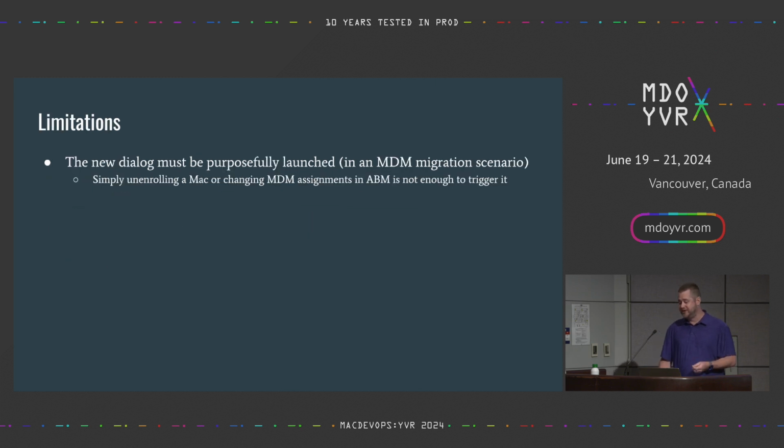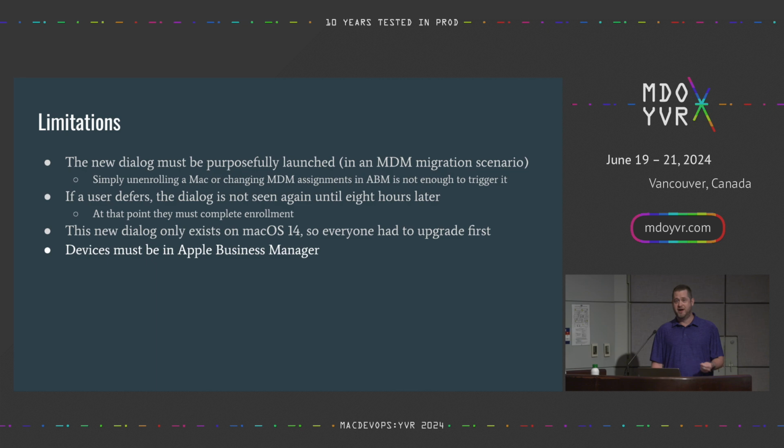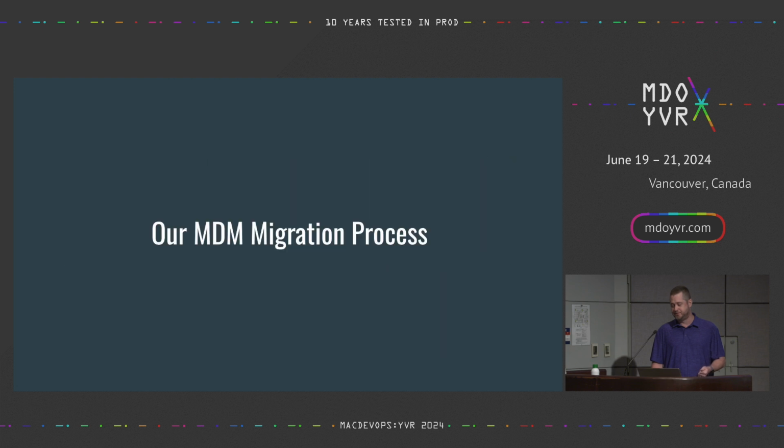So the new dialog also has limitations. It must be purposefully launched in an MDM migration scenario. Simply unenrolling a Mac or changing the MDM assignment in ABM isn't enough to trigger it. If a user defers, the dialog isn't seen again until that 8-hour timer expires, and at that point they're stuck. They've got to complete the enrollment. The new dialog's only in Sonoma, so we had to get everybody upgraded first. And the devices must be in Apple Business Manager for our purposes. So to work around those limitations, we had to build the logic to craft our ideal user experience.